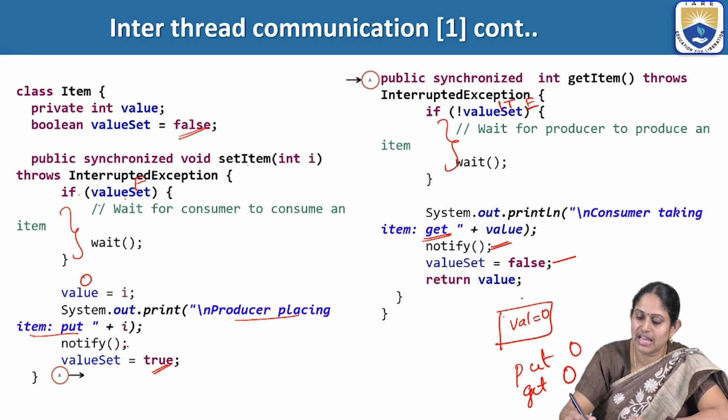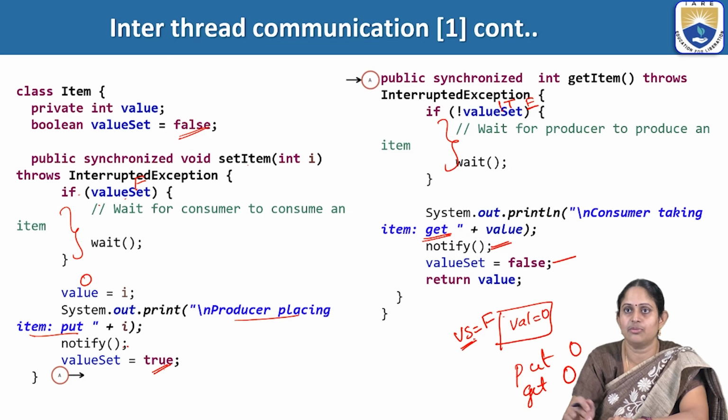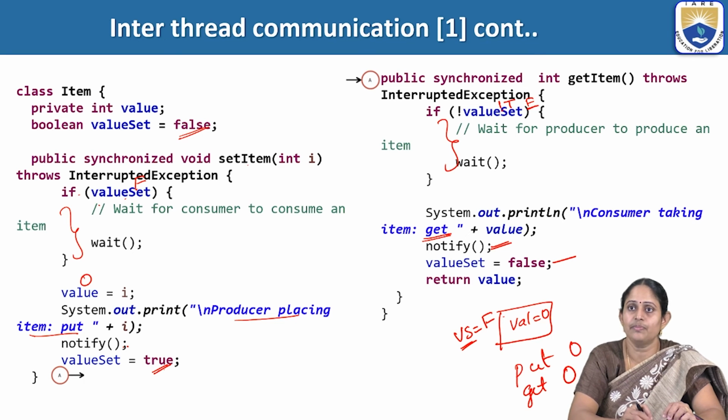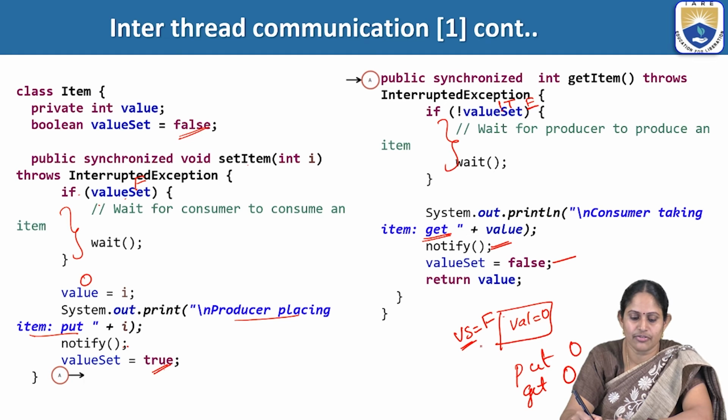So now when value set is set to false, it indicates that the consumer has consumed the item, and the buffer will be empty. So the producer has to start producing again. So now the value set is false here.